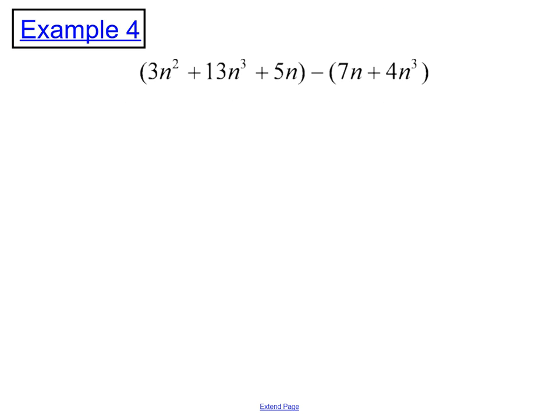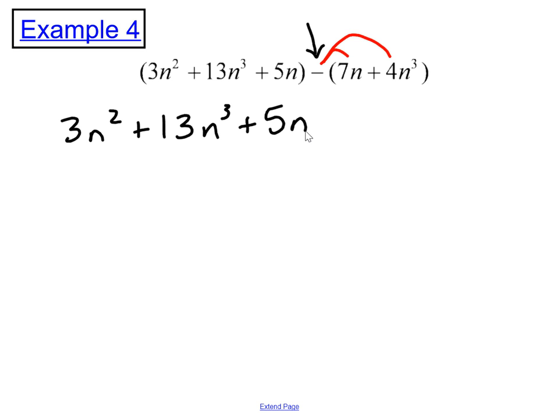And I'll show you exactly what that means here coming up. Notice here, instead of having an addition sign between the two, we have a subtraction sign. That means we need to flip every sign that is to the right of it. So what that's going to look like is 3n squared plus 13n to the third plus 5n. So I have a positive 7n, so it becomes negative 7n. I have a positive 4n to the third, so it's going to become negative 4n to the third.